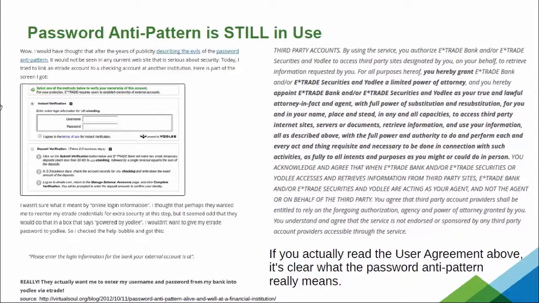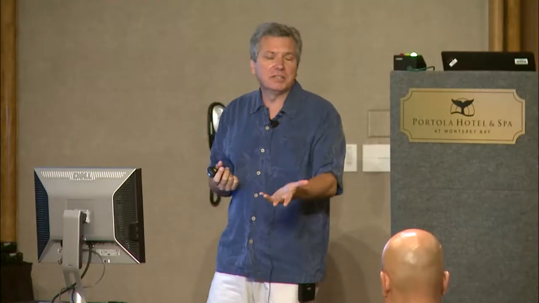The left-hand side is actually a screenshot of a dialogue from E-Trade. And I just encountered this again the other day, so I believe this is still active. The original blog post I wrote was from a few years ago. But it wants to know if I want to link my E-Trade account to my bank account. And to do so, it asks for my username and password. And I thought, well, I'm already logged into E-Trade. Why do they want my username and password? It has a little thing on the bottom that says powered by Yodlee.